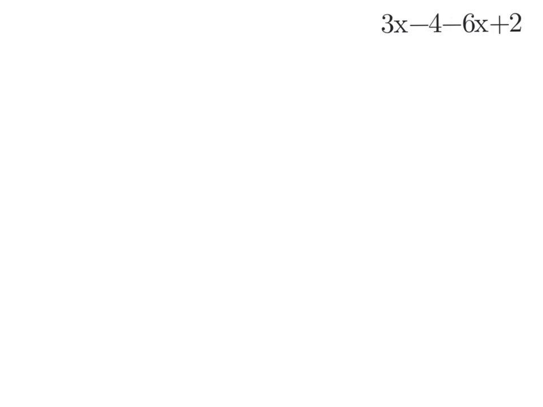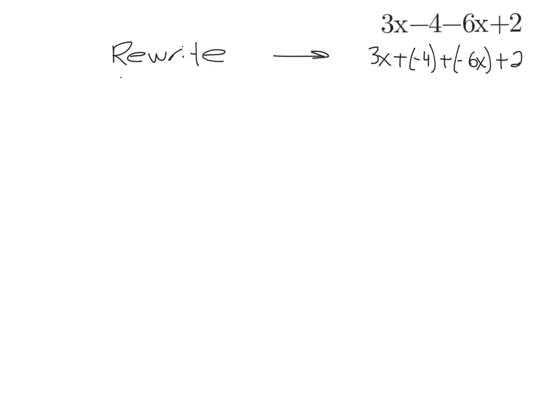In order to identify these parts of any expression, we always want to rewrite the expression so that it only uses addition. We don't want to use subtraction. So in this case, I have 3x minus 4 minus 6x plus 2. I can rewrite this as 3x plus negative 4 plus negative 6x plus 2. So I've completely rewritten this using only addition. So I'm going to write that down so we remember that. Rewrite with only addition. That's our first step.